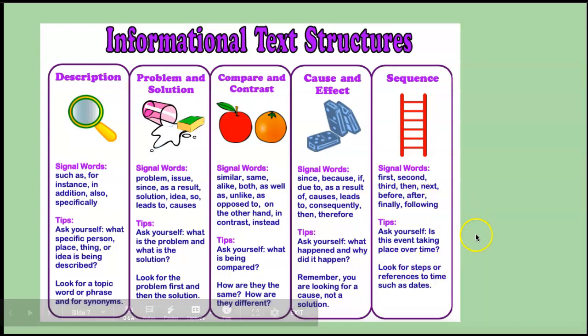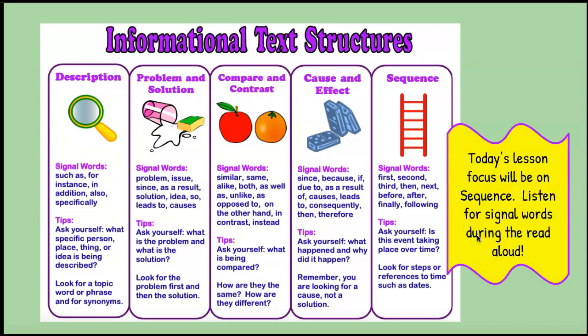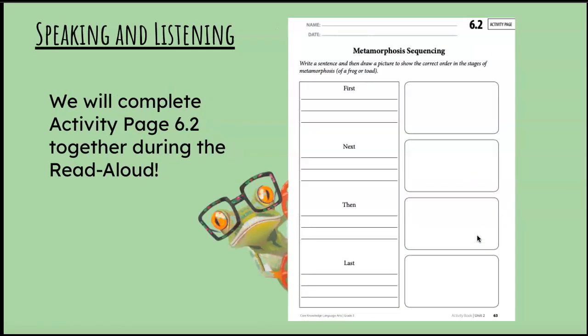And some tips as you're reading. Ask yourself, is this event taking place over time? Look for steps or references to time, such as dates. So looking for time passing by. So we're listening for some signal words during the lesson. You will need to complete activity page 6.2 as we're doing the read aloud. So if you don't have it in front of you, pause the video, go get activity book page 6.2, and then come on back.